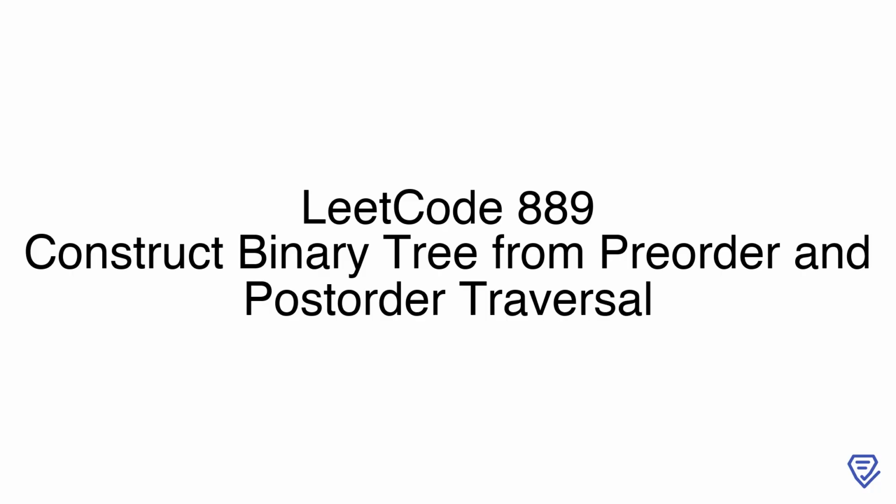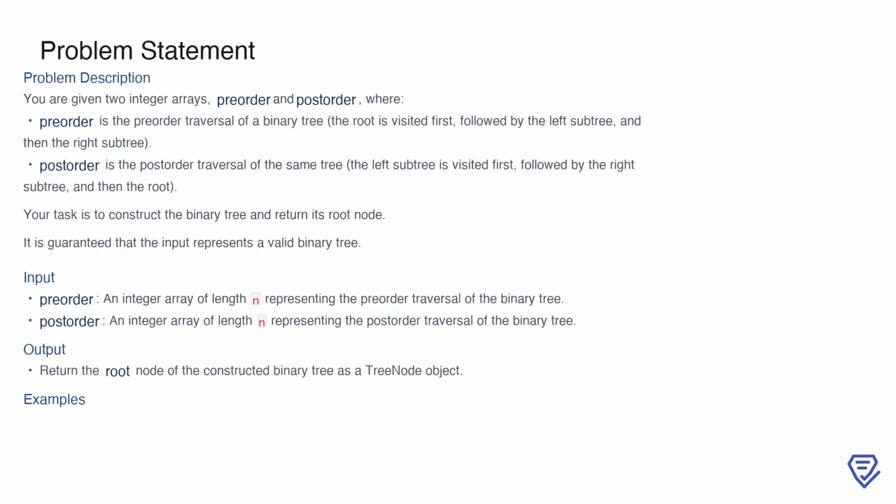Let's dive in. In this problem, we are tasked with reconstructing a binary tree from two traversal sequences, Preorder and Postorder. The Preorder traversal visits nodes in the order of root first, followed by the left subtree, and then the right subtree. On the other hand, Postorder traversal visits the left subtree first, then the right subtree, and finally the root. Given these two traversal arrays, our goal is to construct the original binary tree and return its root node. Importantly, we are guaranteed that the input represents a valid binary tree, which ensures that the reconstruction is always possible.